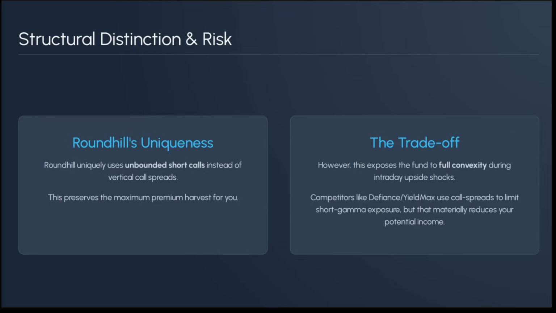So what this trade-off means is basically, when I say that this exposes the fund to full convexity during intraday upside shocks, the fund is selling naked or uncapped calls, not call spreads, right? So if the underlying rips higher during the day, the short calls have strong negative gamma, so the fund can lose a lot of upside very quickly, right? Or needs aggressive delta hedging. You're fully exposed to the sharp up moves while being a short option.